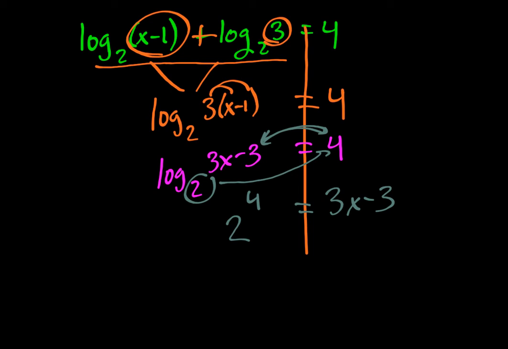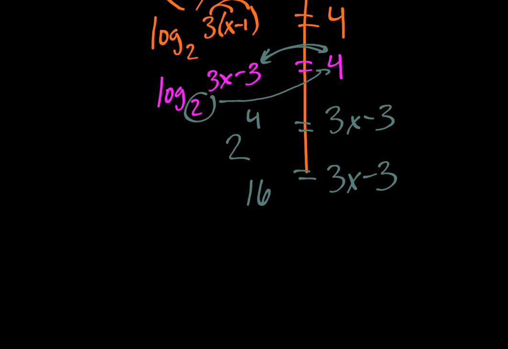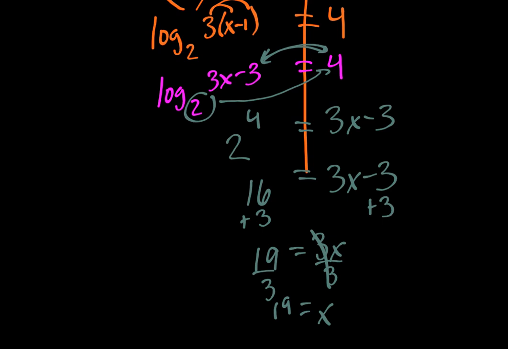Now, when we're solving this, 2 to the 4th power is 16. And then from here, we're just solving the equation. So we would add 3 to both sides and divide by 3. Now notice, my answer is a fraction. Just so you know, it is okay to get fractions on the test. Those are not bad answers. Sometimes you won't get fractions, but sometimes you will. So just know that that is possible on the test.